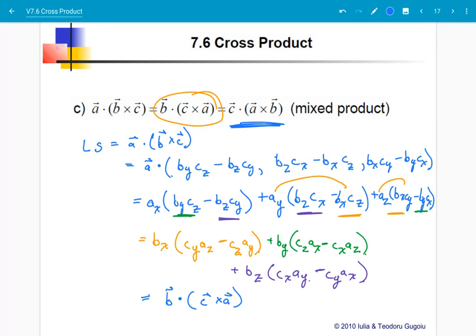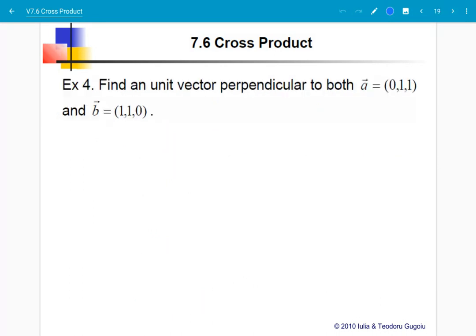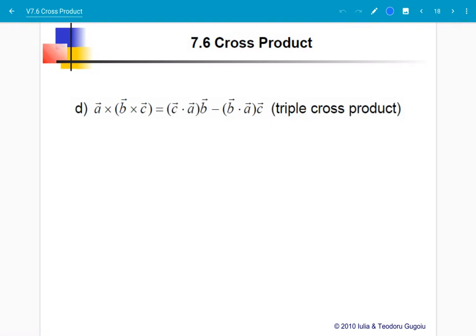All right, that's it for example 3. We're not going to do D. Triple cross product. Tried to find a meaning for this, but I'm not sure. Maybe there is, and I just didn't look enough, but we're going to leave that one.